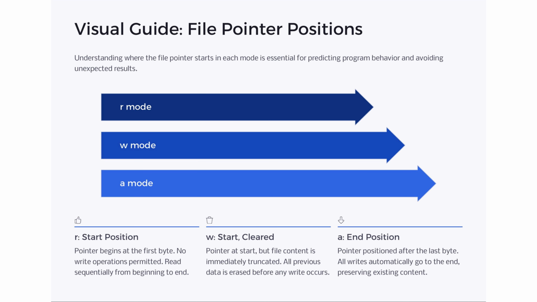Understanding file pointer positions is crucial. In R mode, the pointer starts at the first byte, allowing only reading. W mode places the pointer at the start, truncating content. A mode positions the pointer after the last byte, preserving existing data while appending new content.